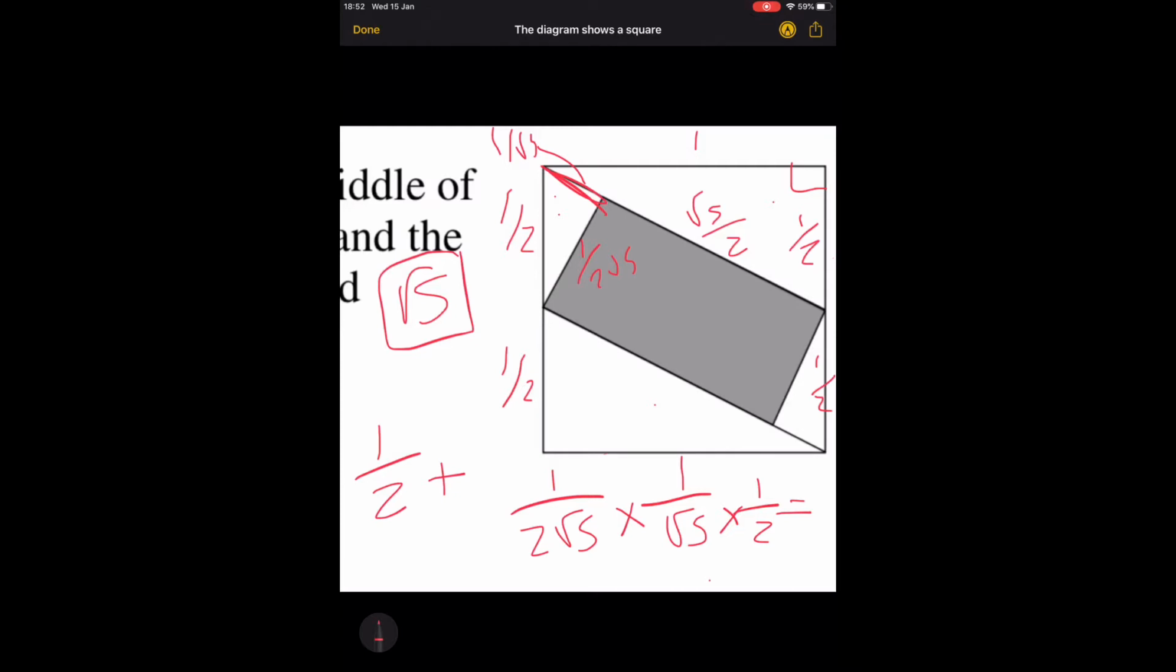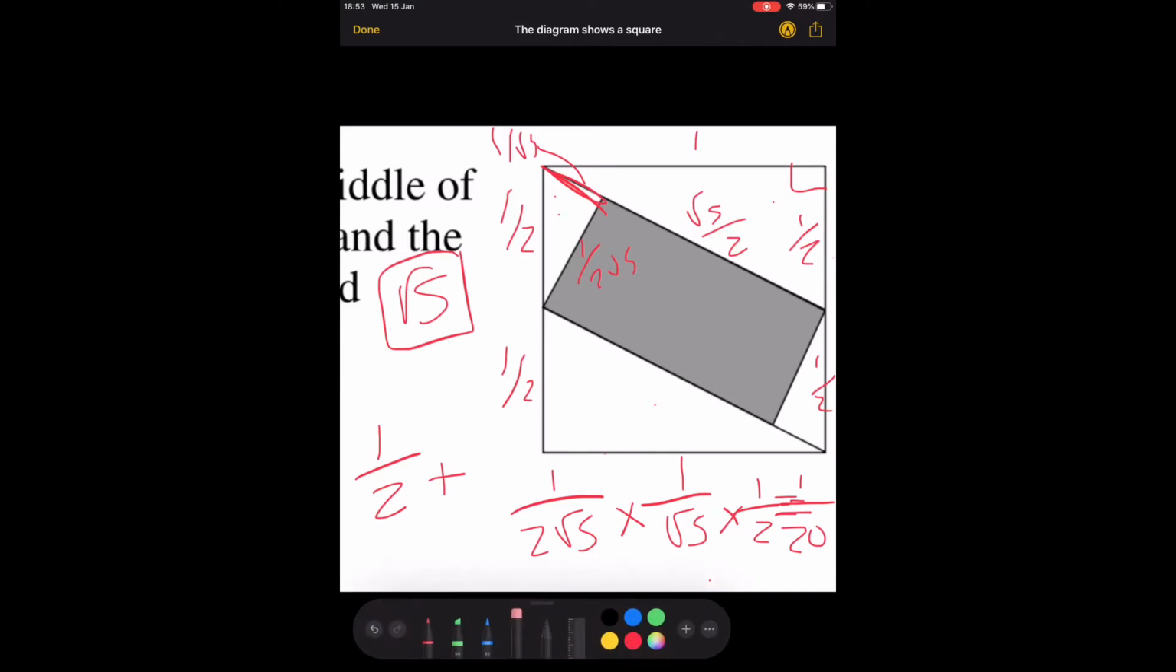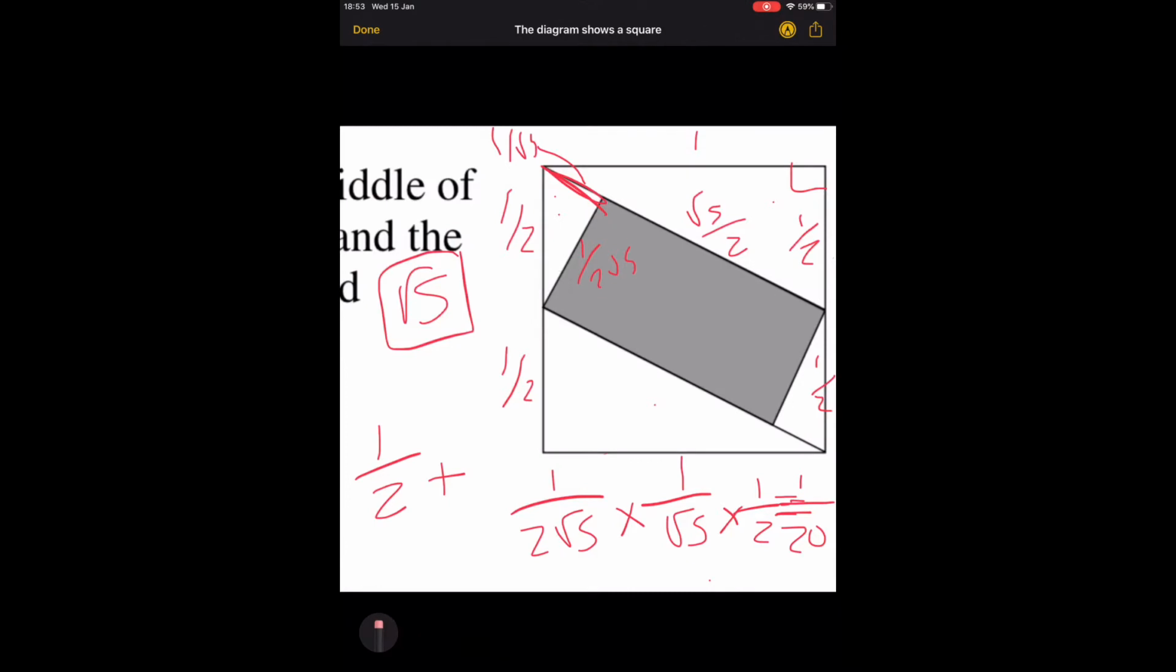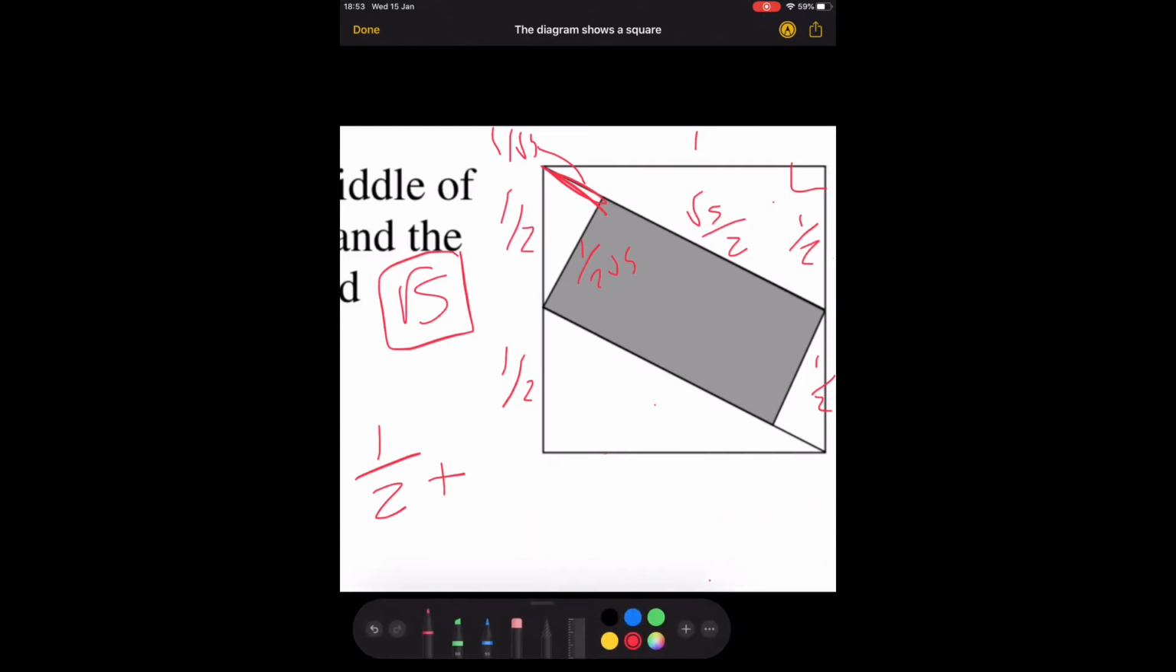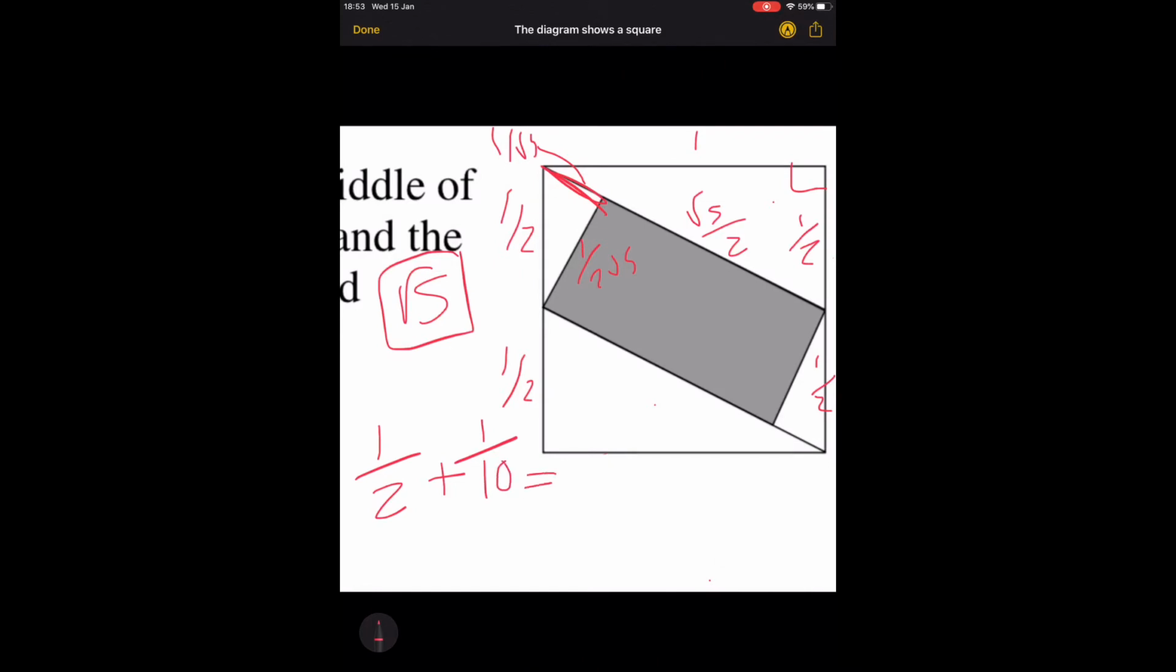So then you get root 5 times root 5, which is 5, times 4, which is 20. So it'd be 1 over 20. That would be the area of one small triangle. So the area of 2 would be 2 over 20, which is the same as 1/10. So plus 1/10.